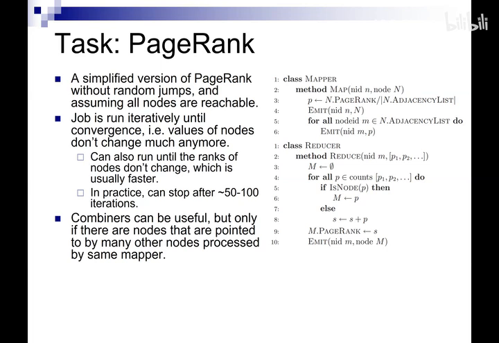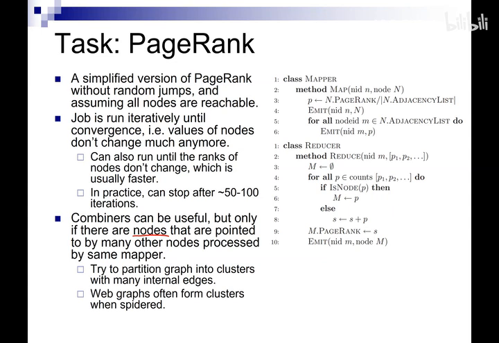Yeah, and then you can also use combiners with this, but this is only useful if you have a mapper that is processing a bunch of nodes, and many of these nodes point to the same node. In that case, if you use a combiner, you can combine all of the probabilities going to this node from the other nodes on this mapper. You can combine all of those probabilities before you send them to the reducers. And then you can also try to partition the graph so that this behavior happens more often.